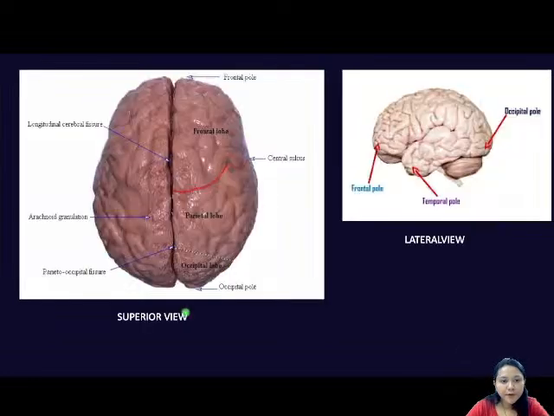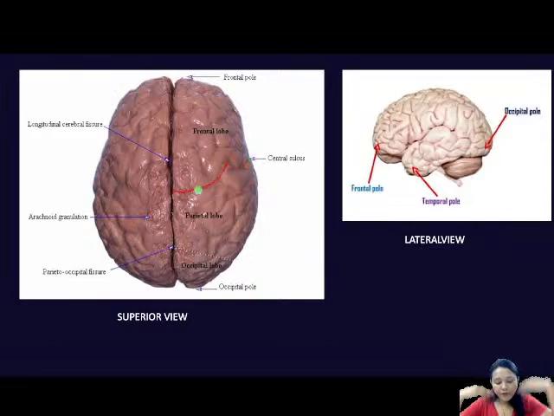Similarly you can see this is the frontal pole, and this is the occipital pole. You have a long median fissure, the longitudinal cerebral fissure, and you have a sulcus here which divides the brain into the frontal part, which is motor, and the posterior part, which is somatosensory. This is the deepest sulcus, known as the central sulcus of Rolando. Here also in the lateral view you can see the frontal pole, the occipital pole, and the temporal pole.